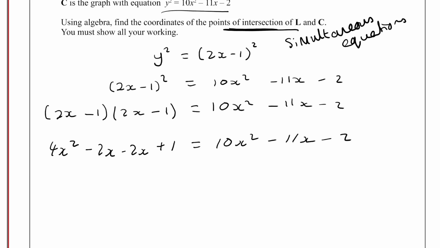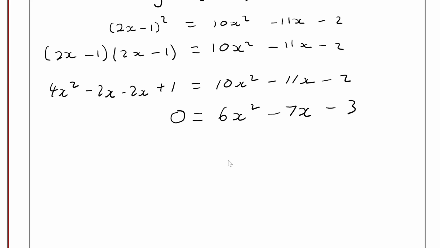Now we want to make it equal to 0. We are going to get rid of the smallest x squared, which is the 4x squared. So take 4x squared away from both sides. 10x squareds take away 4x squareds are 6x squareds. We want to plus these two negative 2x's, so plus 4x to both sides. Negative 11 plus 4 is negative 7. And take away 1 from both sides. Negative 2 take away 1 is negative 3.